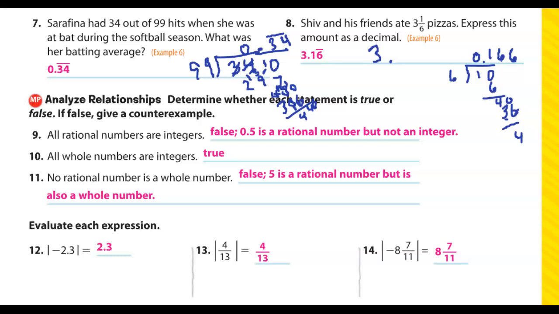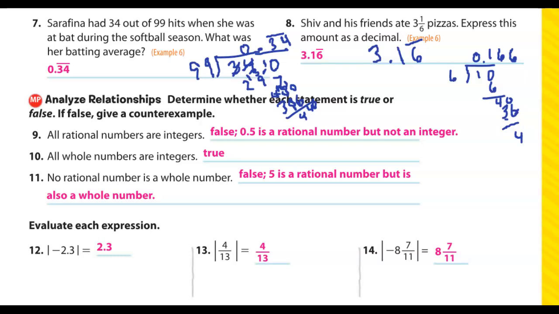Shiv and his friends ate 3 and 1/6 pizzas, express this as a decimal. Well, the 3 is going to stay the same, but if we divide 1 by 6, we're going to find that the 1 only happens once, but the 6 will happen over and over again. So please put a line over that.